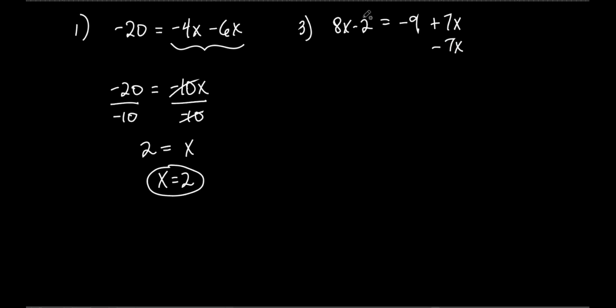Where do we subtract the 7x from over here? From the negative 2? From the 8x? Which one? From the 8x, right, because they're the like terms, all right? So if I subtracted a 7x here, I'm going to put the minus 7x underneath of that 8x. You with me?